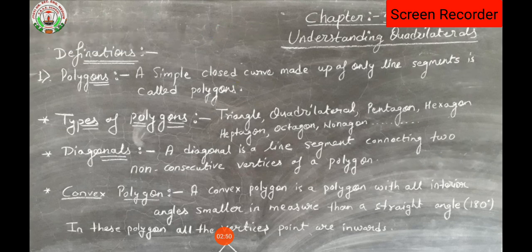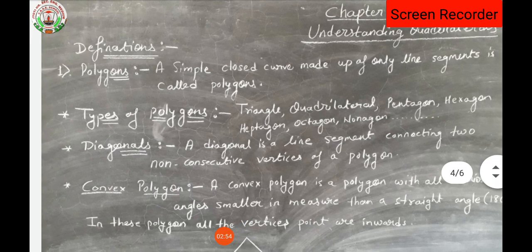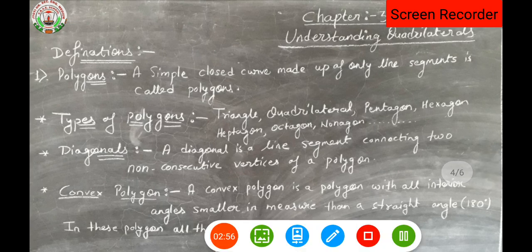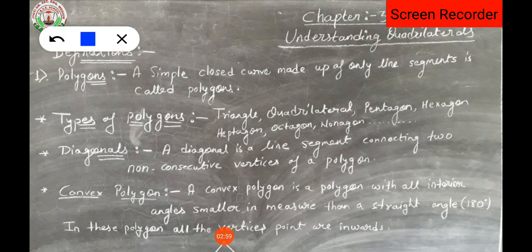Second, we are going to see about the types of polygons. So dear students, many types of polygons are there. First is triangle, then quadrilateral, pentagon, hexagon, heptagon, octagon, nonagon. All of these depend on the number of sides. If a figure is made up of 3 line segments and it is a simple closed curve, it will be said to be a triangle.